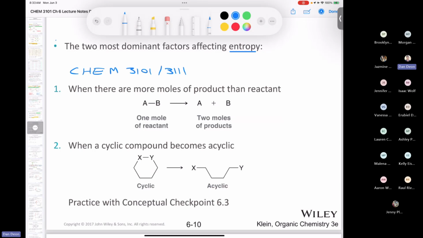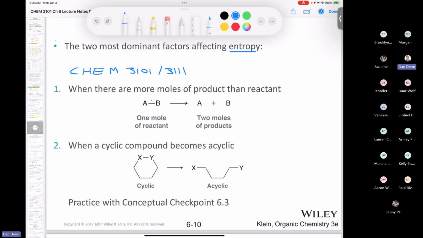The first one is if you have 1 mole of something and you end up with 2 or more moles of something. So you start with 1 molecule and then it breaks apart into 2 molecules, or an atom and a molecule, whatever. That would involve an increase in entropy. Literally one thing becomes 2 or more things. And you're like, well, that makes sense because there's only one way to organize one thing. But if I have 2 things, I can organize them more than one way.